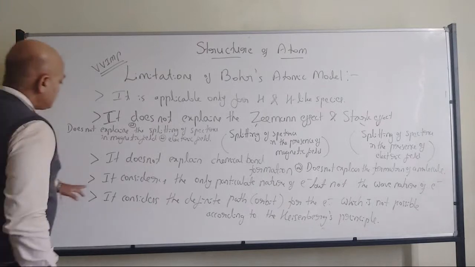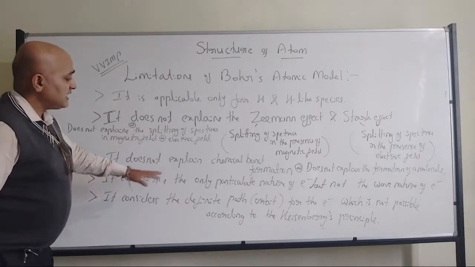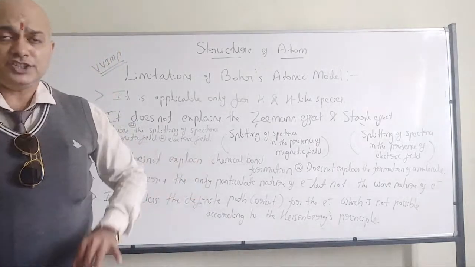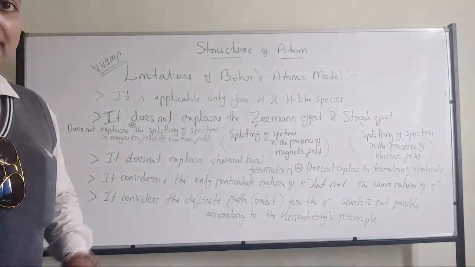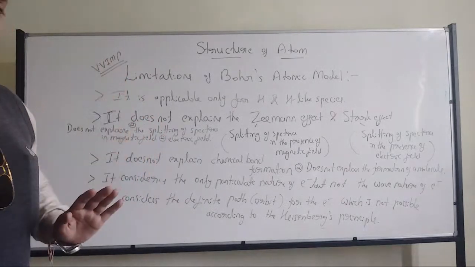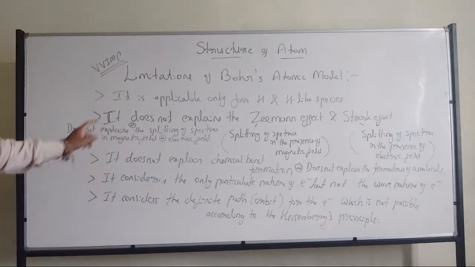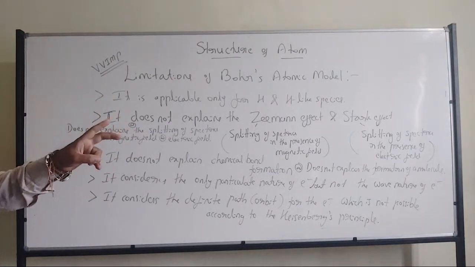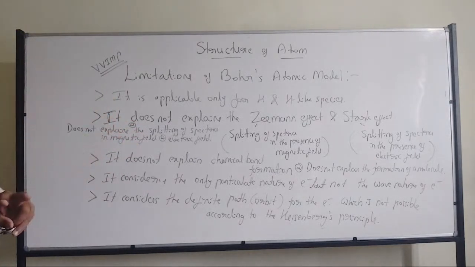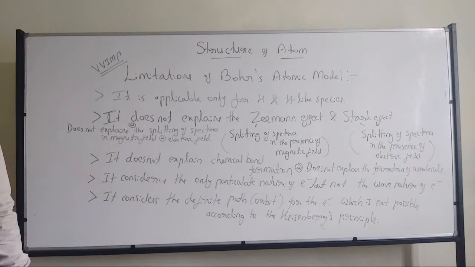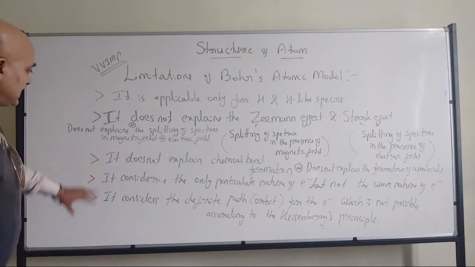Now next one, it considers only the particulate nature of electron but not the wave nature. According to de Broglie's principle, which we are going to discuss later, electron should have dual character, that is particulate character and wave character. But in Bohr's atomic model, it does not talk about wave nature of the electron. That should be our next one.